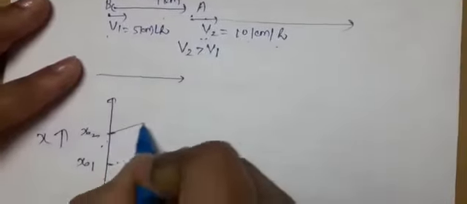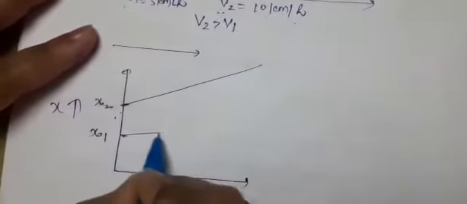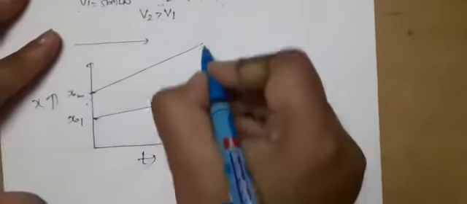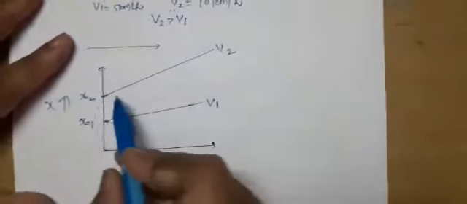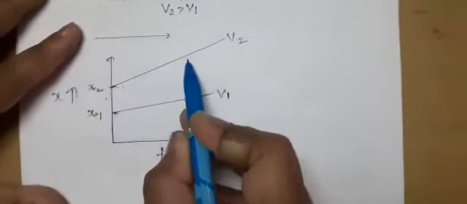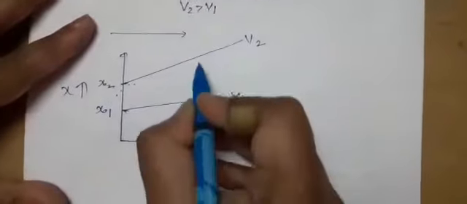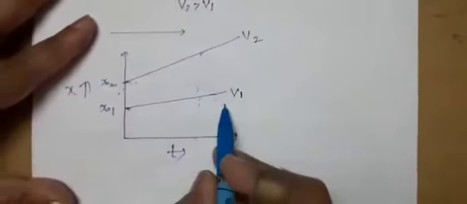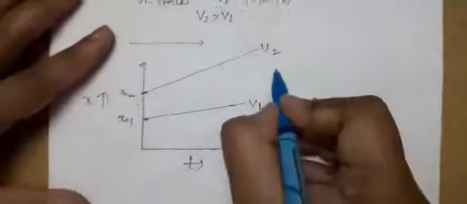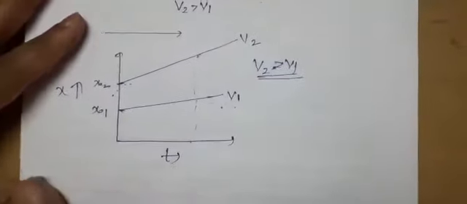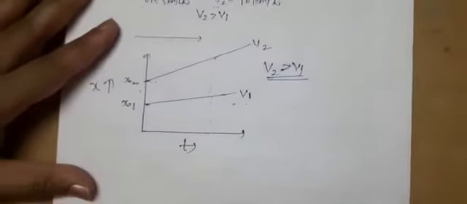So although the graph will be a straight line, both are moving with uniform speed. This is v1, this is v2, but due to its increased speed it will cover more distance at a particular time. See, you can see here it is covering a larger distance as compared to it. Why? Because here v2 is greater than v1. So the separation will automatically go on increasing.